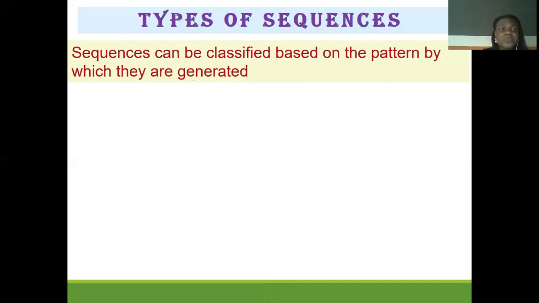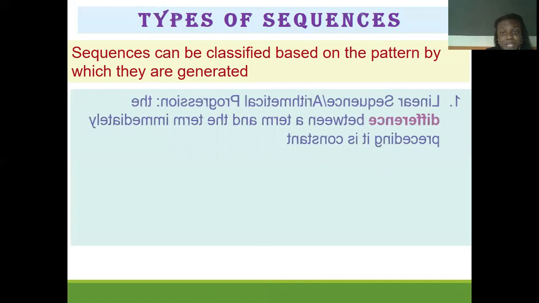Sequences are basically classified based on the pattern by which they are generated. If they are generated from the difference between the terms, we call that one thing. If they are generated from the ratio between the terms, we call that another thing. So let's look at the 2 types we're going to be dealing with.